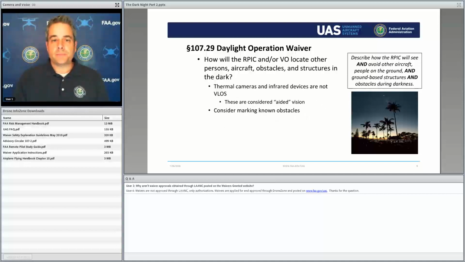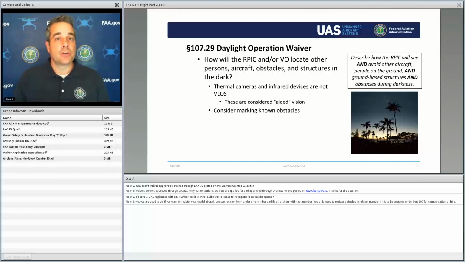On this topic, again, a lot of people put in, I'm going to use thermal cameras or infrared or some other aided vision to help me avoid obstacles during the dark. And while that's a great tool to have in your operation, in part of a great mitigation strategy, remember that things like thermal vision and infrared are considered aided vision. And what you need to operate at night is you need to be able to see visual line of sight. You have to see those obstacles as a remote pilot in command.